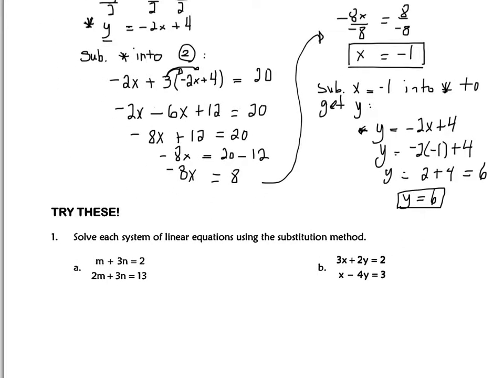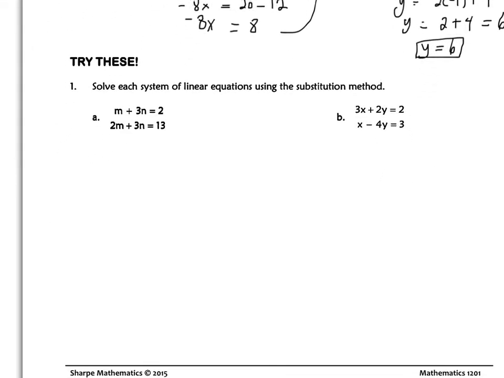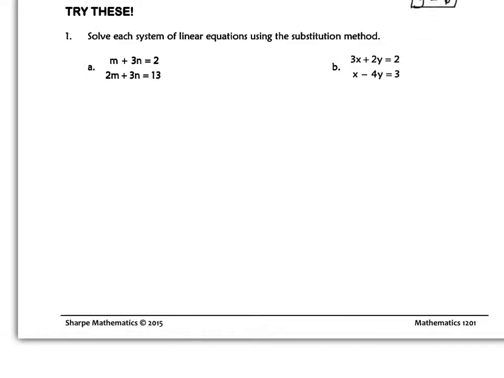There's a couple more examples to try. The first one, if we look to see which one is the easiest equation to rewrite, it would be the first one, because it would be easy to write m by itself. So we're going to take that first equation and get the m by itself, so that would be m equals, and then bring the 3n to the other side, which would become a negative 3n plus 2. And this would be our star equation.